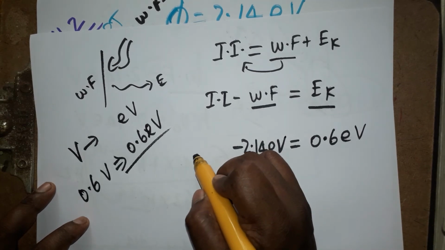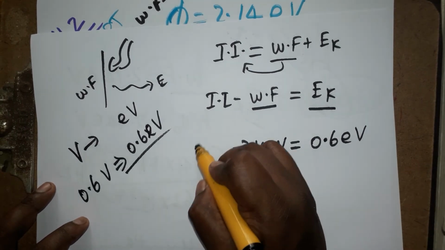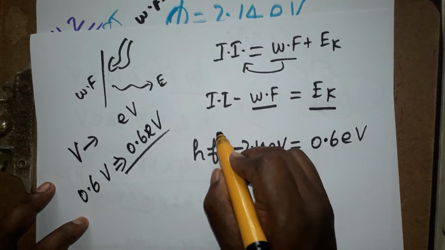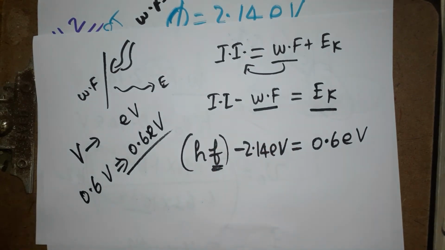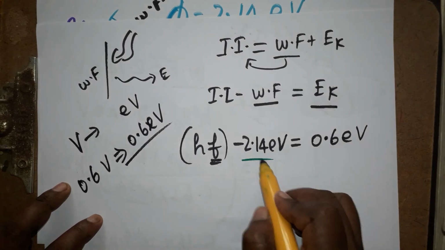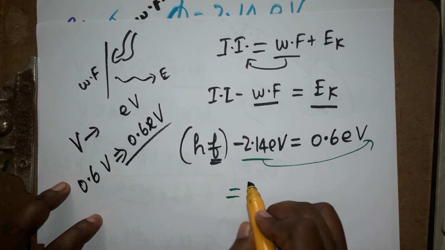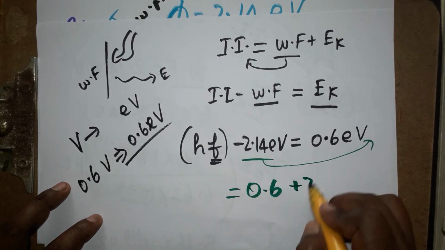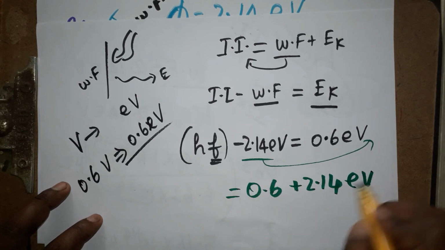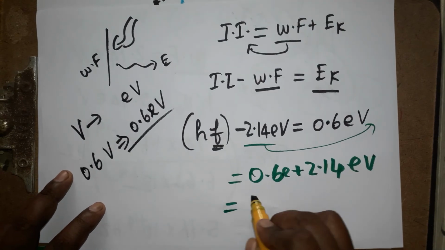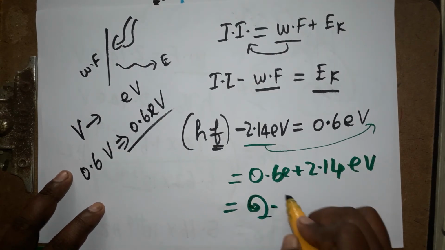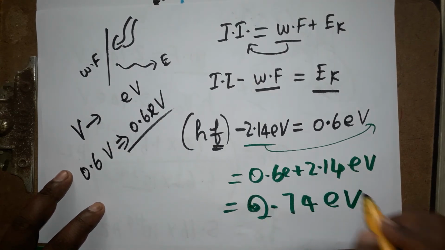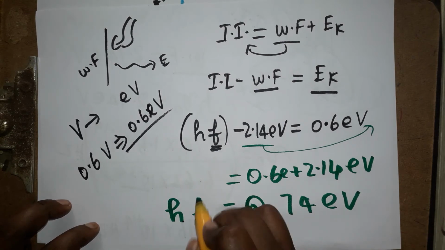So now the incident light energy I am taking as h times frequency. It is the incident light frequency, but we don't want the incident light frequency. We only require the wavelength. Taking the work function from this side to that side, minus becomes plus: 0.6 plus 2.14 eV. The same unit only you can add. This addition will be 2.74 eV. This side I'll get h times frequency.